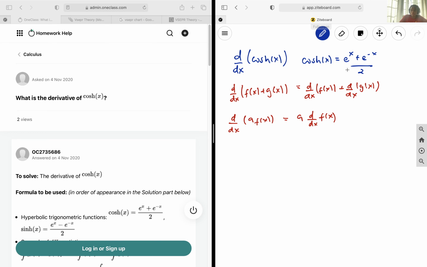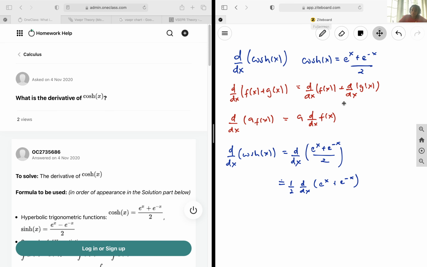So we begin by rewriting it. d over dx of this is going to be d over dx of what it is equal to, so e to the x plus e to the minus x over 2. Let's go ahead and use this rule to pull out the 1 over 2. So it becomes 1 over 2 d over dx of e to the x plus e to the minus x. And we're going to use this rule to separate them into 2.